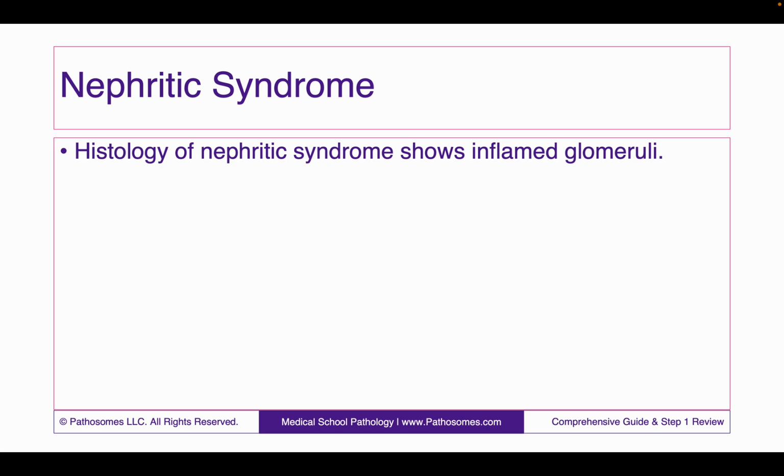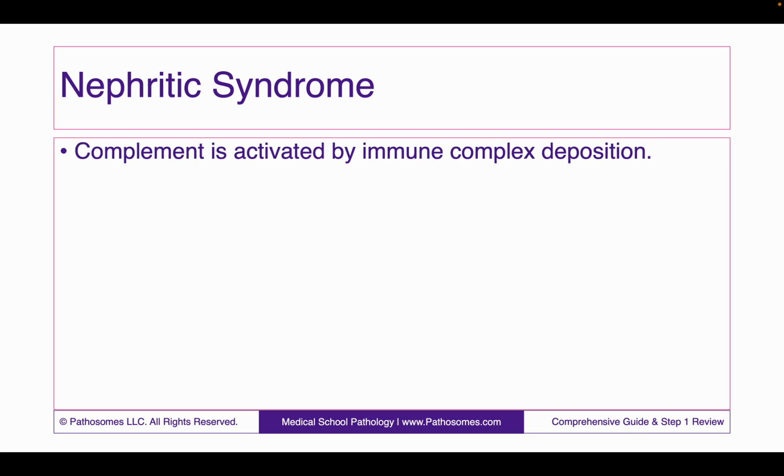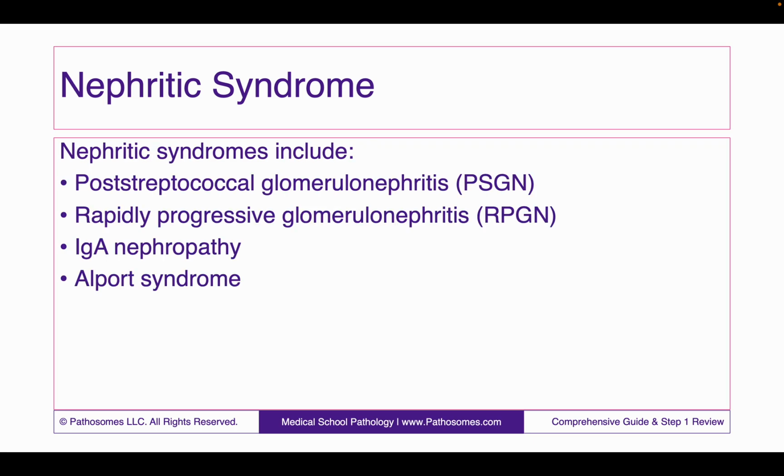Now, the histology of nephritic syndrome shows inflamed glomeruli. Complement is activated by immune complex deposition. And the neutrophils mediate the damage and are drawn to C5a. Nephritic syndromes that you must know include PSGN, right? Probably the most important one, Post-streptococcal Glomerulonephritis, as well as rapidly progressive glomerulonephritis, IgA nephropathy, and Alport syndrome.